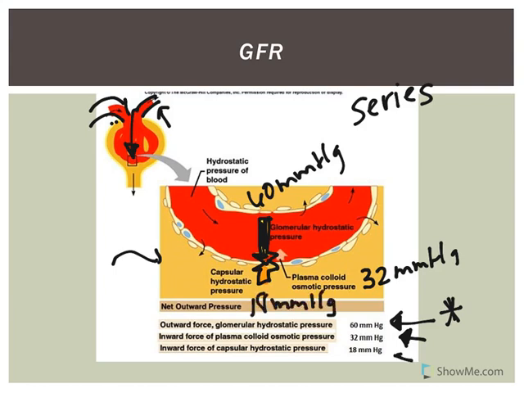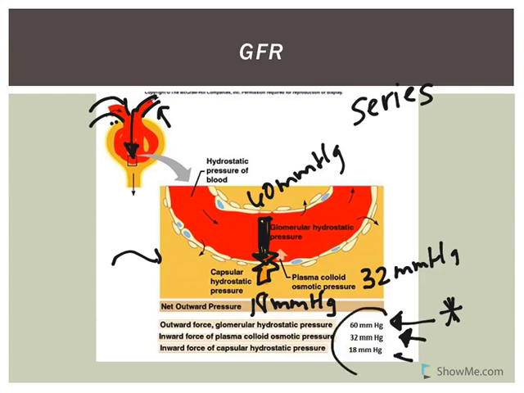Now what you'll notice is I'm not showing you any pressure for, in this case, the capsular, or the equivalent would be the interstitial fluid colloid osmotic pressure. I don't have that because it's 0, because we should not have any proteins being filtered. So that value is 0.